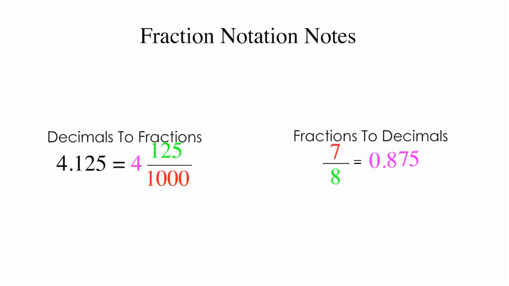Fraction notation notes. Okay, so the first thing we're going to look at is how to convert a decimal into a fraction. Okay, so this is 4.125, and it becomes 4 and 125 thousandths. But how do we do that?